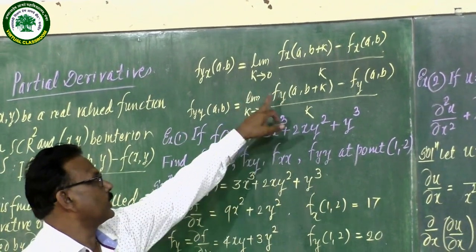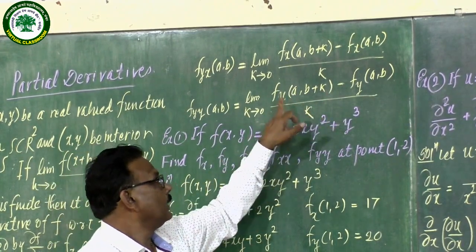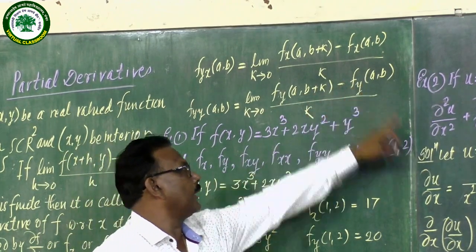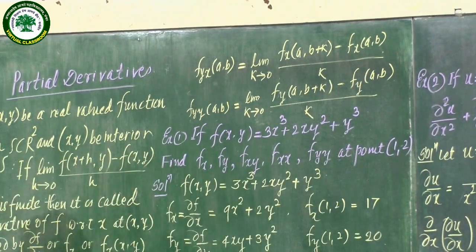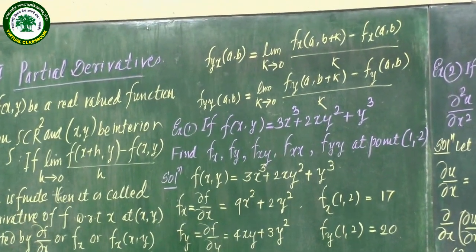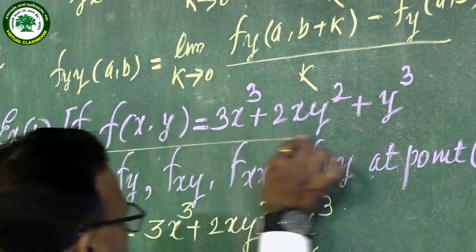Therefore, limit as k tends to 0, f_y, the change will be in the second variable y. Therefore, f_y(a, b+k) minus f_y(a,b) divided by k. We are taking some examples of this partial derivative, very simple examples. The function is given here.